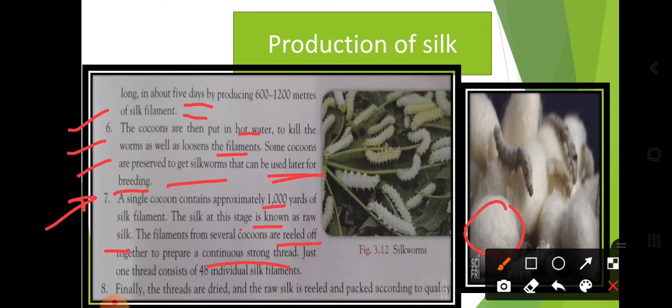To break the cocoons, we have to put them into hot water. Then what happens? It kills the worms. And in the final stage, the threads are dried, and the raw silk is reeled and packed according to quality. So here we get our silk from the silkworms, the raw silk in the form of thread, which is dried.